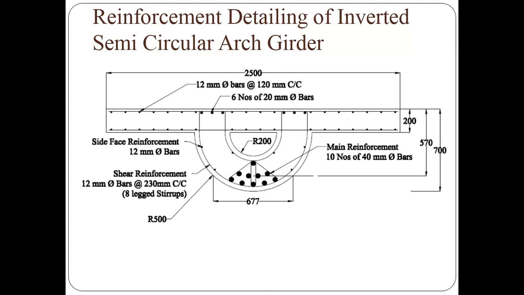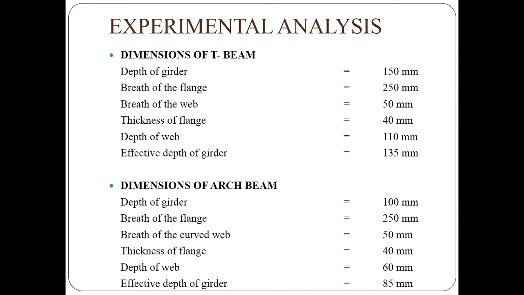the main reinforcement using 10 numbers of 40 mm dia bars. The overall depth of the girder is 700 mm, and effective depth is 570 mm, and depth of the deck slab is 200 mm, and the girder inner hollow section is 200 mm radius, and the outer radius is 500 mm. Here also provide side face reinforcement of 12 mm dia bars on both sides. Shear reinforcement is 12 mm dia bar at 230 mm center to center for 8-legged stirrups.